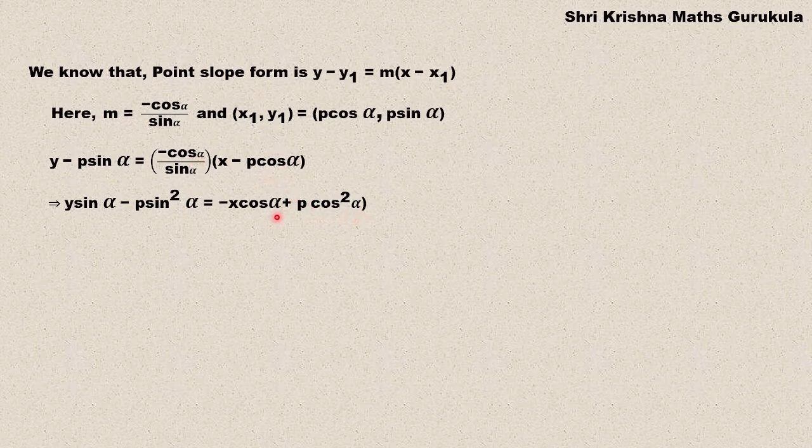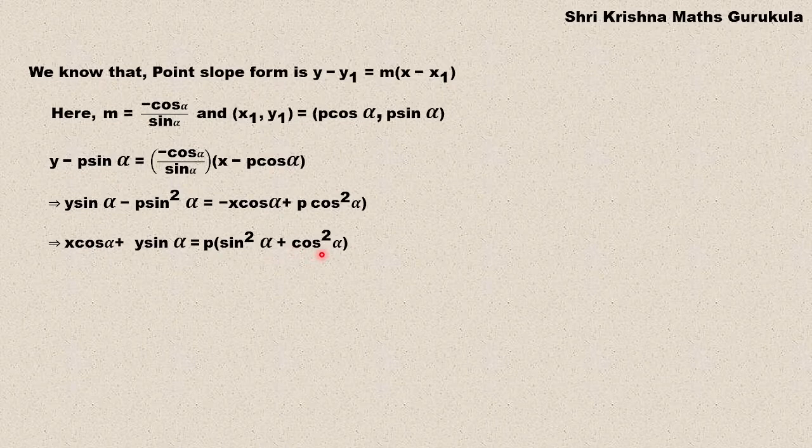Now we'll group the terms in such a way that sin square alpha and cos square alpha are together, sin alpha and cos alpha are together. So I'm moving this term to LHS and this term to RHS. That would be x cos alpha plus y sin alpha is equal to, there is p which is common to both the terms. I'm taking that out as common. So that is equal to p into sin square alpha plus cos square alpha. You already know this basic standard form, that is sin square theta plus cos square theta is equal to 1 for all theta. So this term will be 1, which gives us the equation as x cos alpha plus y sin alpha is equal to p.